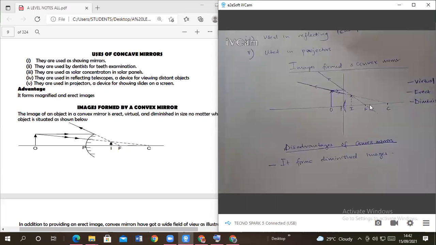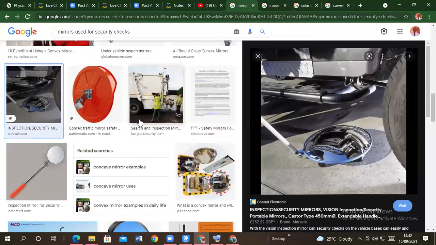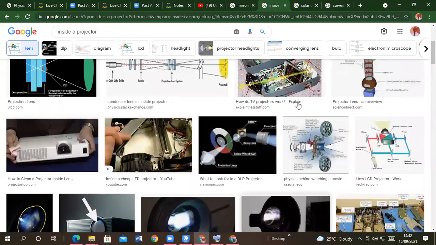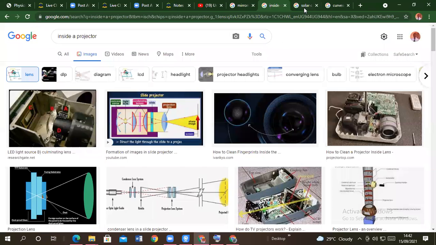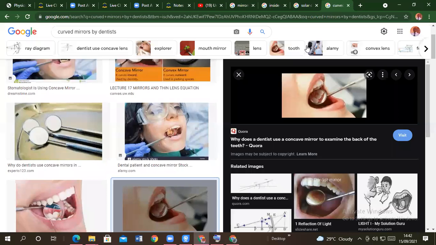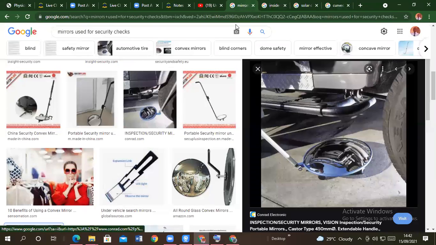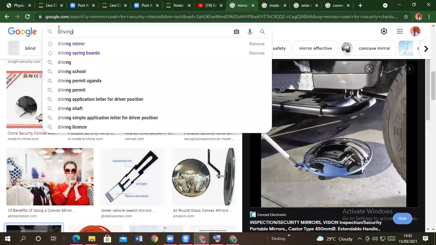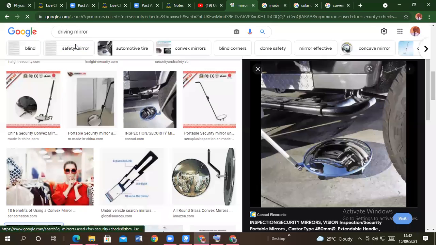So as the person is driving, the object will appear as if it is very far, yet the object is near. Or the object will appear as if it is near, yet it is very far. So it gives a wrong impression to the driver, like how we saw in these driving mirrors. I think I've just removed it. But where we saw how these driving mirrors give a wrong impression. Let me show you.